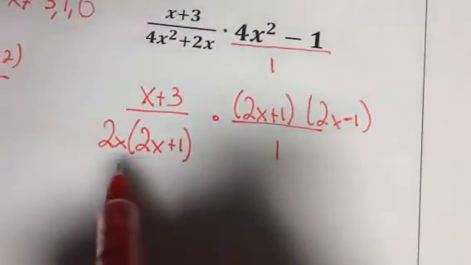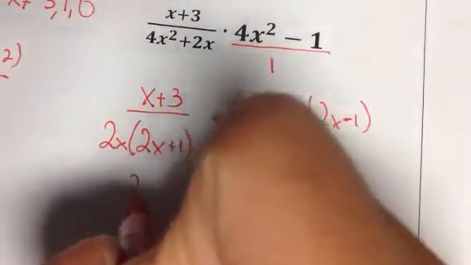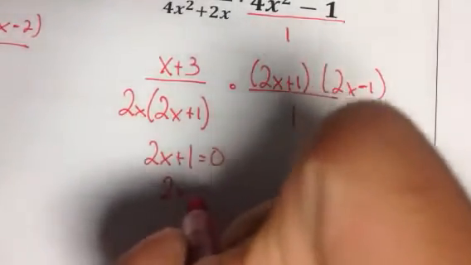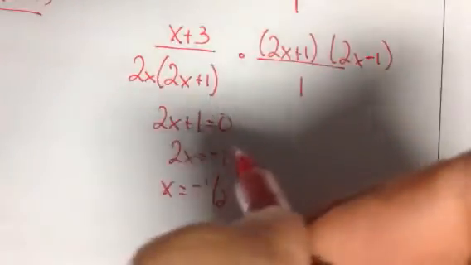So again, look in your denominator. What would make this factor 0? If you don't see it, set it equal to 0. Subtract 1. Divide by 2. Get -1/2. What would make this one 0? It's just 0. So as far as my domain goes, I will never pick x to be negative 1/2 or 0.